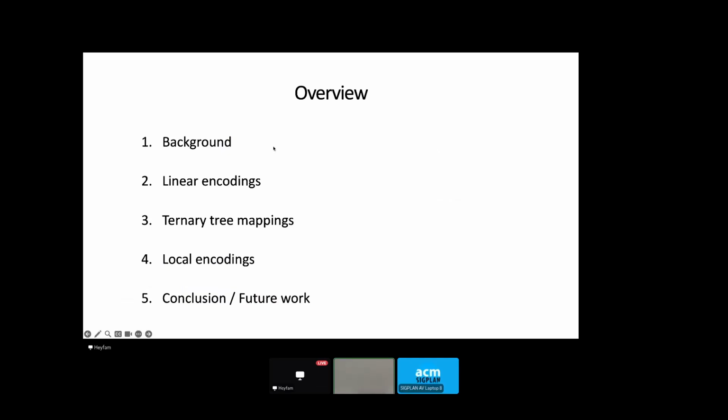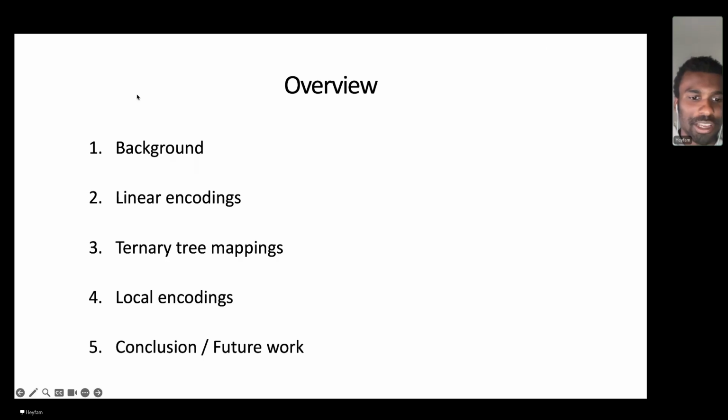I'm going to start by going over a bit of the background of what is a fermion-qubit mapping, what is the ZX calculus, and then I'll talk a bit about each of the different sections of the paper. So we'll talk about linear encodings, what they are, and how they're related to the next part, which are ternary tree mappings, and then maybe we'll have time to talk about some local encodings in the end.